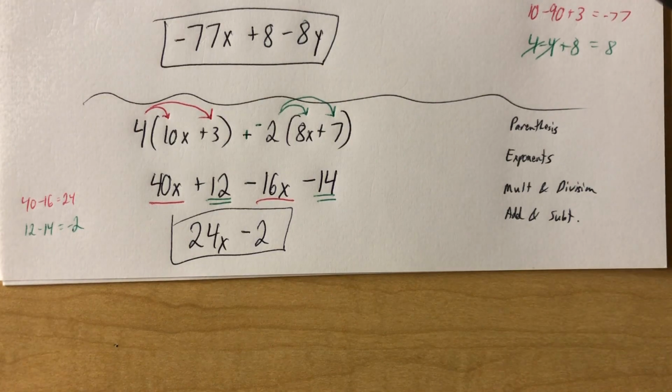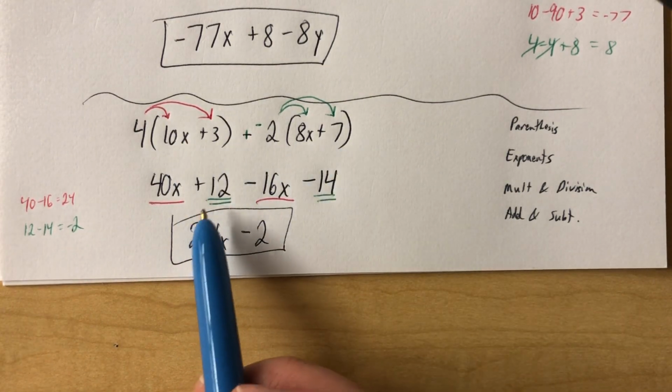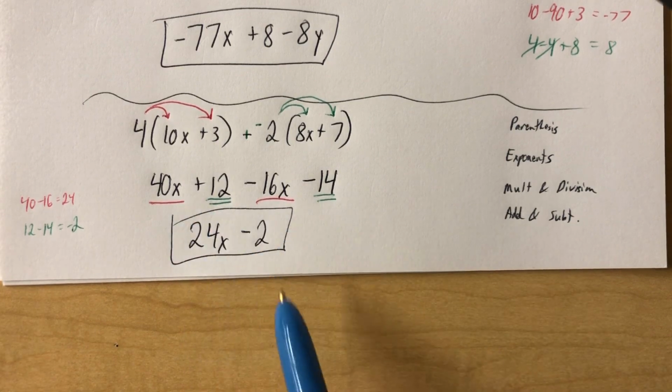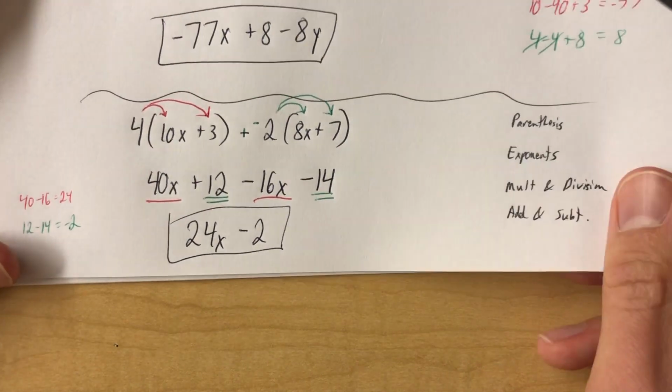We know we're finished because we have combined all the like terms. We distributed by multiplying. We combined our like terms. There we go. So let's do 2 or 3 more of them. And as we do, we'll gain a little bit more practice.